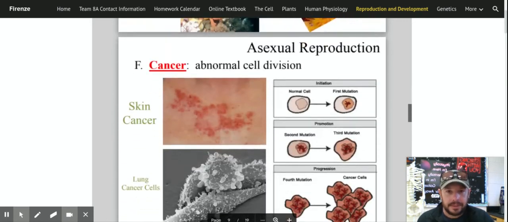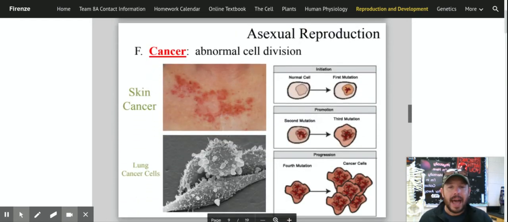And this leads us to cancer. Cancer is abnormal cell division. Here's the way you have to think about this. When your body needs to reproduce certain cells, a light switch goes on. It tells your body to start reproducing new cells. When you're done reproducing those cells and you have enough of them, that light switch turns off and you stop making the cells that you need.